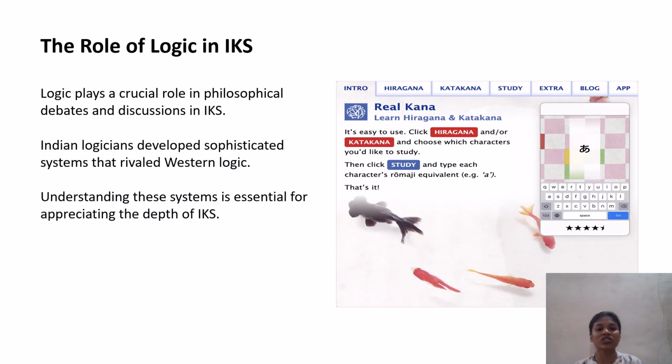The role of logic in IKS. Logic plays a crucial role in philosophical debates and discussions in IKS. Indian logic developed a sophisticated system that rivals Western logic. Understanding these systems is essential for appreciating the depth of IKS.